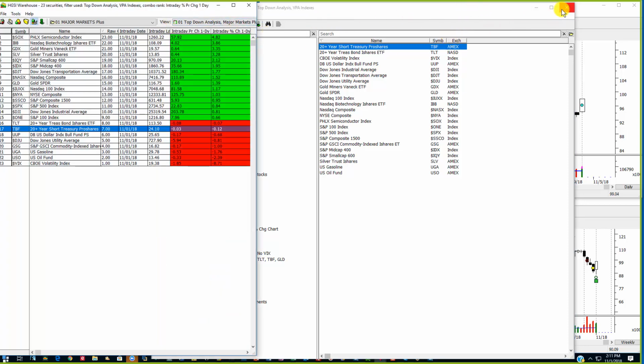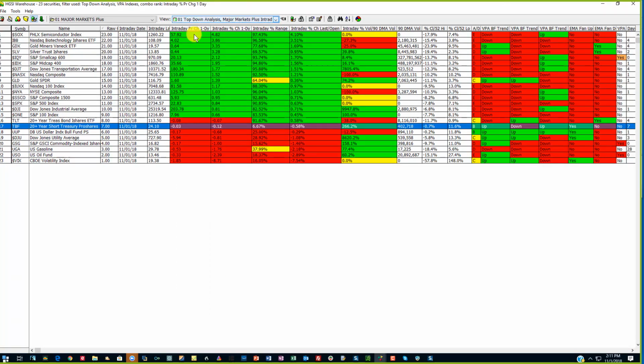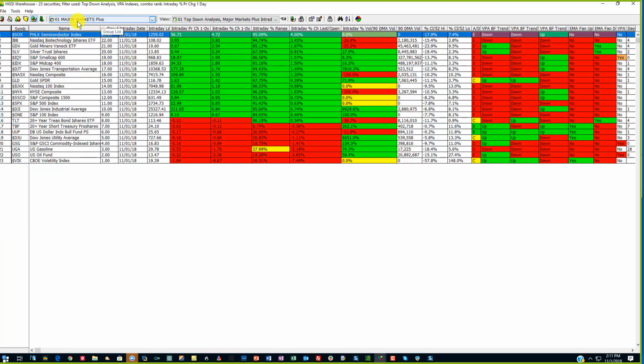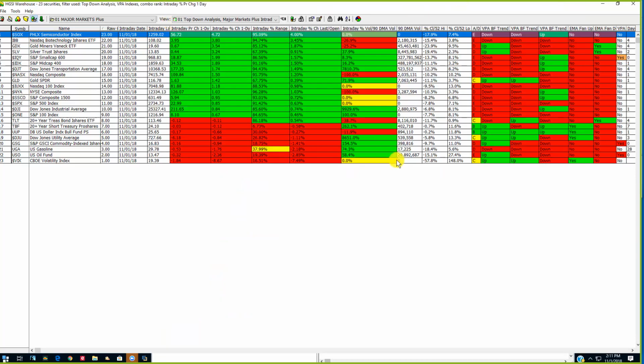And I'm going to begin with the first folder in the designer. I have these structured as a tree the way I use them. I call this Major Markets Plus. I have for years. We don't have major markets for everything, but we certainly have ETFs. So years ago I decided I would call this Major Markets Plus because it gives me the major markets plus I have ETFs, which can really round it out for me.